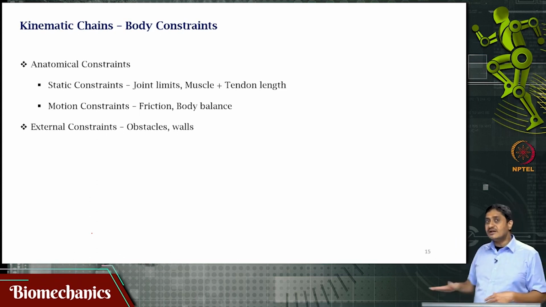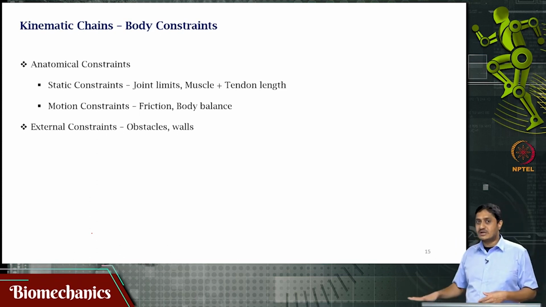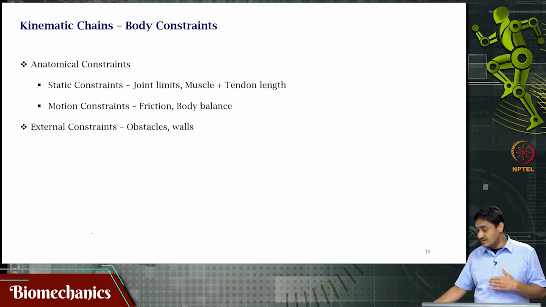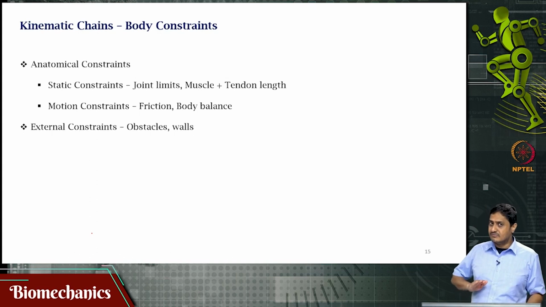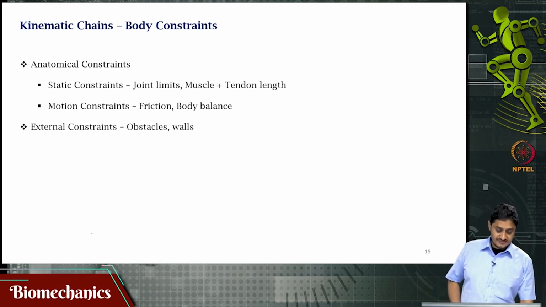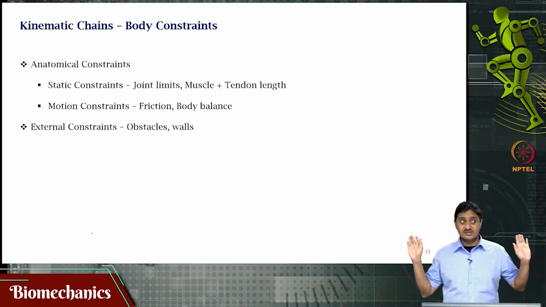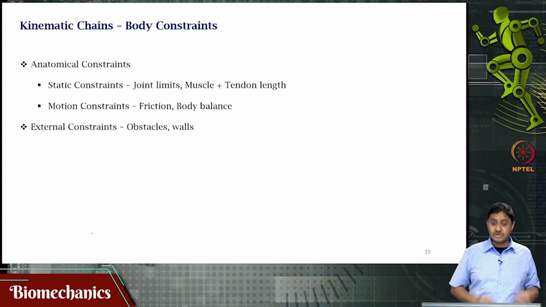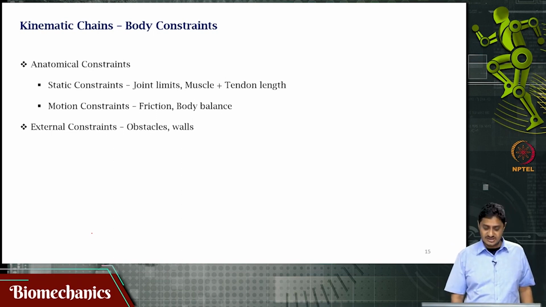Also, while you are walking, there are other constraints that come into the picture. While you are walking, there is the friction, there is the shear force, the force that is parallel to the ground and the foot, right, the frictional force, all these things. Then there are the external constraints, there is the wall, there are obstacles or objects with which you are interacting, and so on and so forth. So, there are constraints with which these kinematic chains operate.